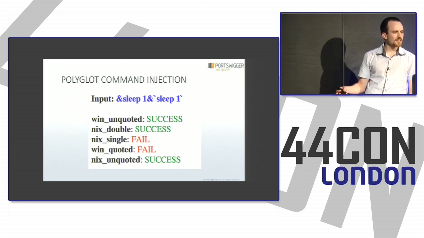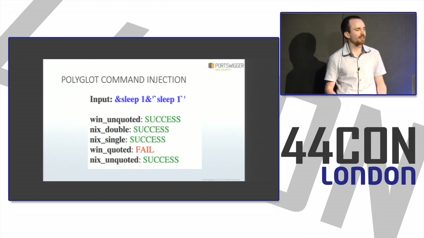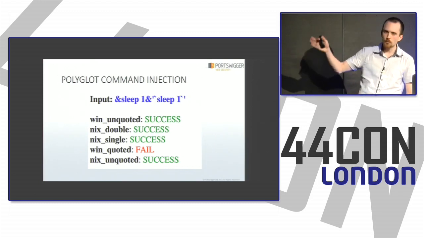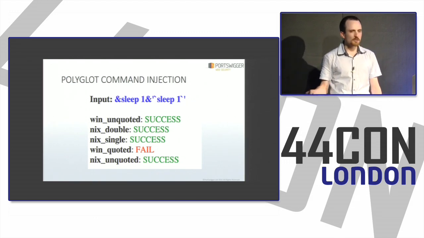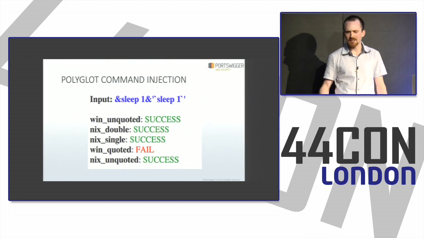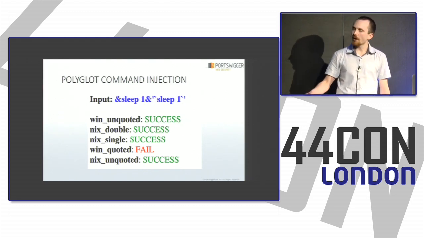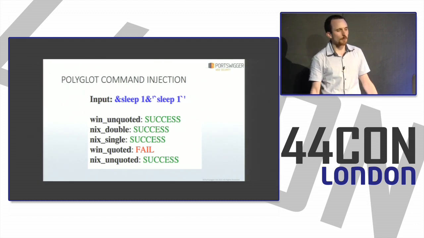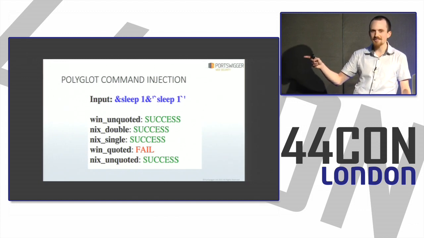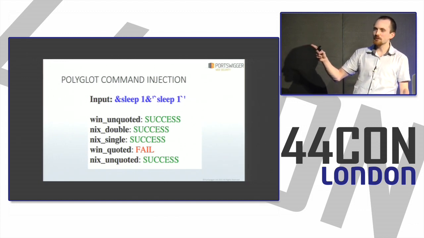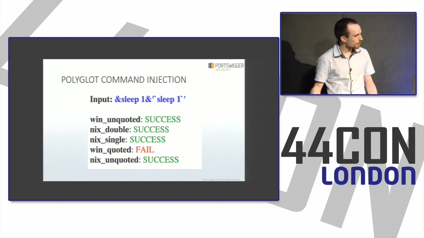So now we need to add support for single-quoted Unix. So we need to use single quotes to break out of that context and then just put one more single quote on to fix it again. And that just leaves Windows quoted. And this is the point where things get slightly trickier, because if we just put in a double quote to break out of the Windows context, that will break the Unix payload, the double quoted one, right? Because the backticks will no longer work.